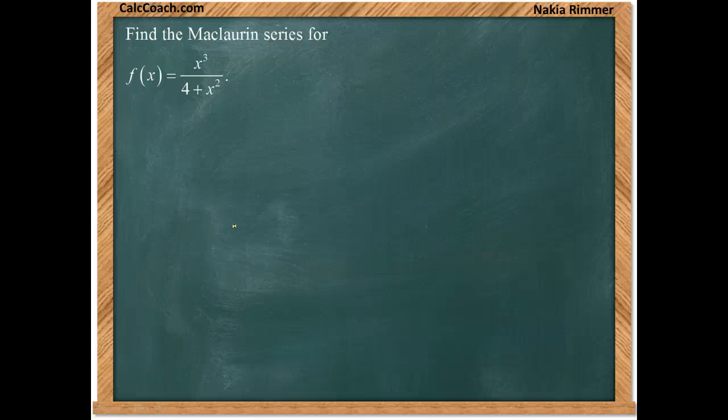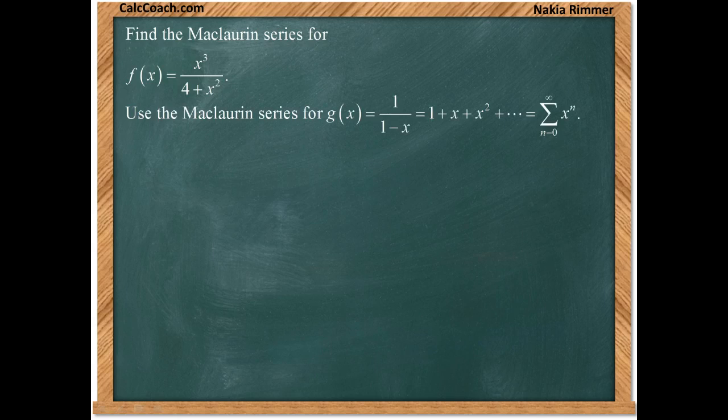Find the Maclaurin series for f of x equals x cubed over 4 plus x squared. Now to do this, we'll have to take advantage of a Maclaurin series that we do know, and that's going to be the series for 1 over 1 minus x, the geometric series, where we have 1 plus x plus x squared, different powers of x, every power present, not alternating, it's x to the n from 0 to infinity.